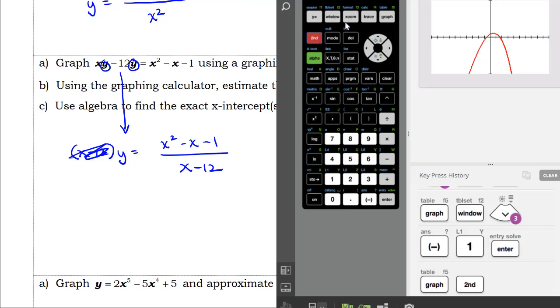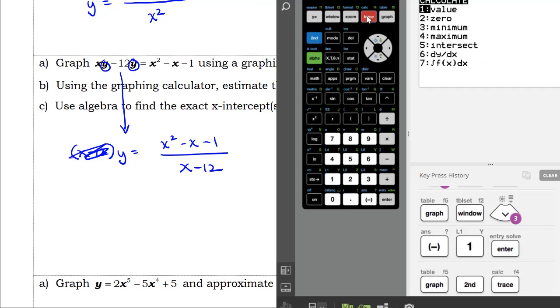And then I go to second, calc, and do 0. Do left and right of one of them, and then guess that one. Start over, do left and right of the other one, and then guess that one. All right?